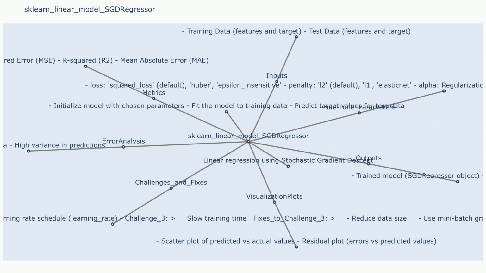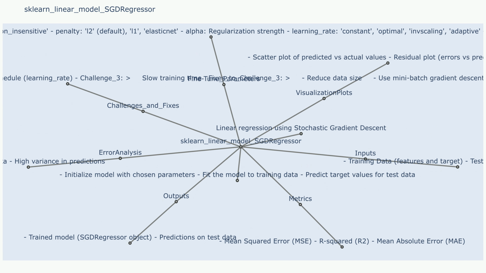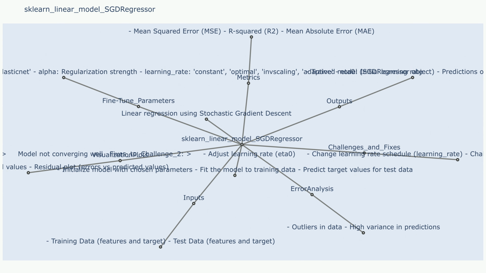Metrics. Mean squared error, MSE, a common metric used to evaluate the performance of regression models. It measures the average squared difference between the predicted and actual values. R-squared, R2, a statistical measure that represents the proportion of variance in the target variable that is explained by the model. Higher R2 values indicate a better fit.